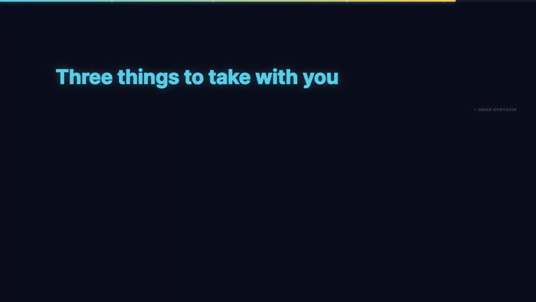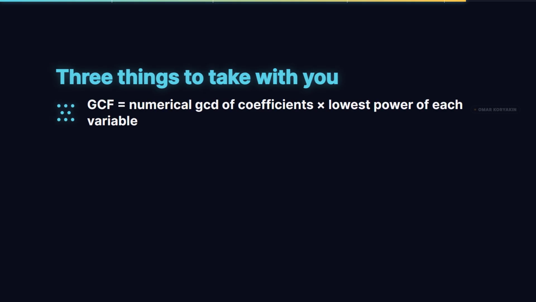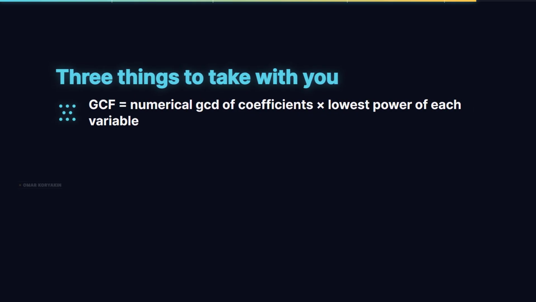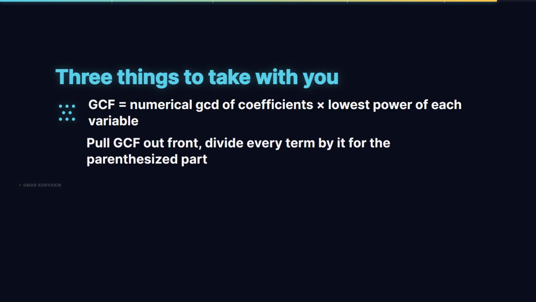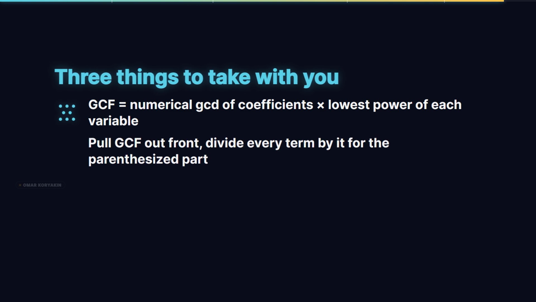Each one is something you should reach for before any other factoring technique. The GCF has 2 pieces. The numerical part is the greatest common divisor of the coefficients. The variable part is the lowest power of each variable that appears in every term. Multiply them together, and that is the factor you pull out. Pulling out the GCF means writing it in front of a parenthesized expression. To find what goes inside the parentheses, divide every original term by the GCF. The polynomial equals GCF times the resulting expression exactly.